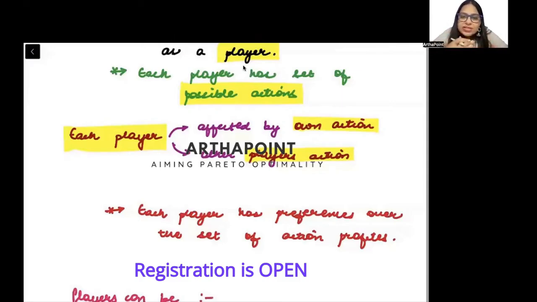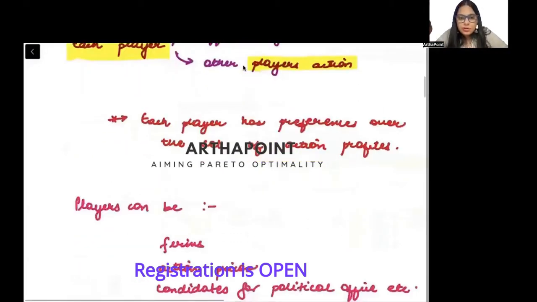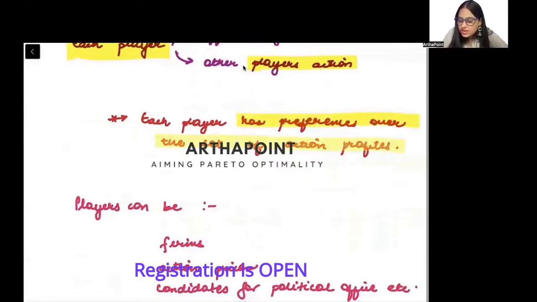So each player's action is going to affect their payoff, but other players' action will also affect your payoff. दूसरे का क्या action रहेगा is also going to go ahead and affect your payoff. So each player has preference over the set of action profiles. I will show you कि preference कैसे बनती है.